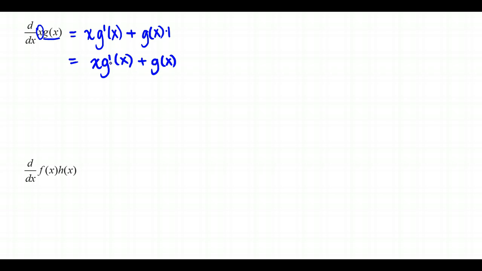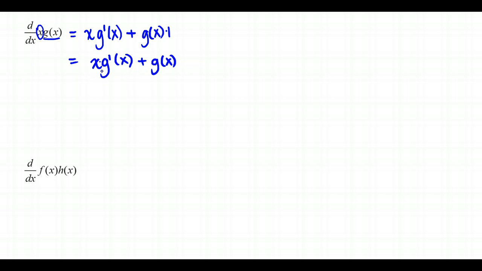G prime of x is a completely different function than g of x. So I can't factor anything out between those two just because they look sort of similar. I cannot take out an x. That doesn't make sense because g of x is one whole thing. G prime of x is one whole thing. And then x by itself, there's not an x in both that I can pull out. So there's nothing I could do to simplify this.